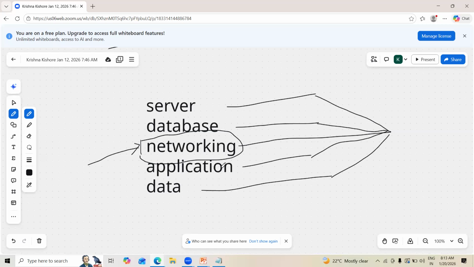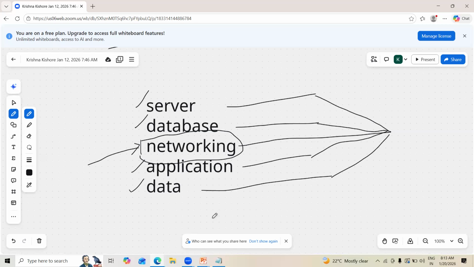So we are going to discuss the networking setup for the servers, the networking setup for the databases, the networking setup for the applications, and for our data. How are we going to securely connect them to each other through networking? We are going to discuss this networking concept, starting from this particular service.